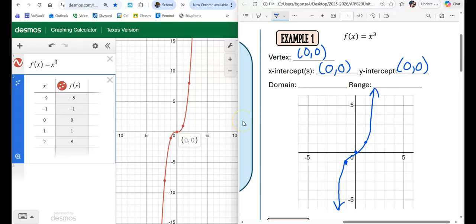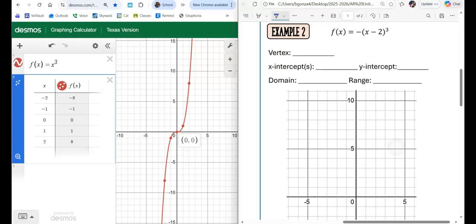Now, this is going to be really easy. Y'all ready? The domain is all real numbers because it goes forever to the left and forever to the right. The range goes forever down and forever up. So that's also all real numbers. The domain and range is always all real numbers for a cubic function. Now, we good on example 1? Look at example 2.